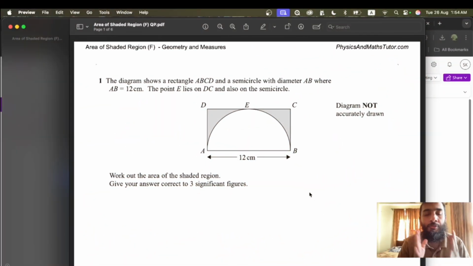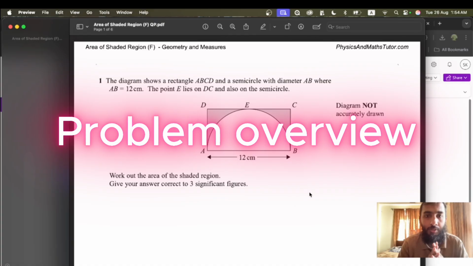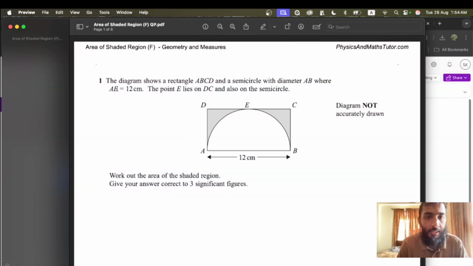I'll focus on the first problem of the shaded region concept in geometry. If I read the problem, it says this diagram shows a rectangle ABCD, and a semicircle inside it with diameter AB, where AB is 12 centimeters. The point E lies on DC and also on the semicircle. You have to work out the area of the shaded region. Give your answer correct to three significant figures.